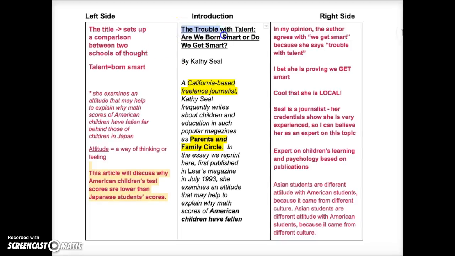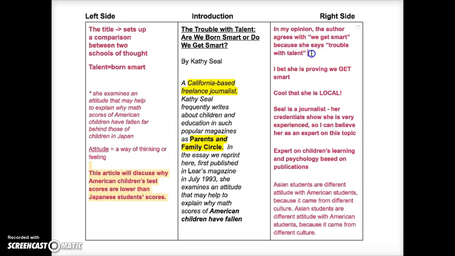So the trouble with talent, are we born smart or do we get smart? I added my annotation here. I'm summarizing it. It's setting up a comparison between two schools of thought. Okay, and I'm thinking that the talent that she's talking about is probably reflecting the idea that we are born smart. So I'm going to analyze this, and remember, all your analysis is going to be on the right side. On the left side, you're just summarizing the main ideas and what you see here. On this side, you're making your inferences, stating your opinions.